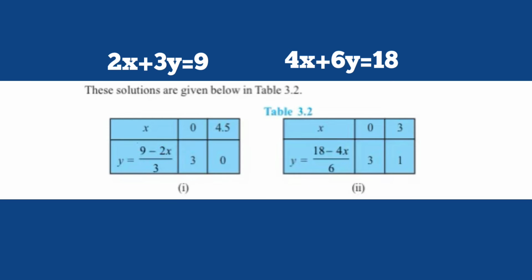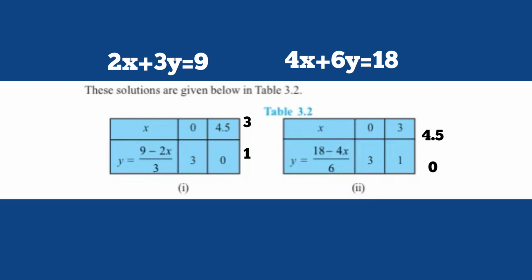Here if we take x is equal to 4.5, we get y is equal to (18 minus 4 into 4.5) by 6, that is equal to (18 minus 18) by 6, that is equal to 0. Similarly, in the first table also, if you take x is equal to 3, we get y is equal to (9 minus 2 into 3) by 3, that is equal to (9 minus 6) by 3, that is equal to 3 by 3, which is equal to 1.